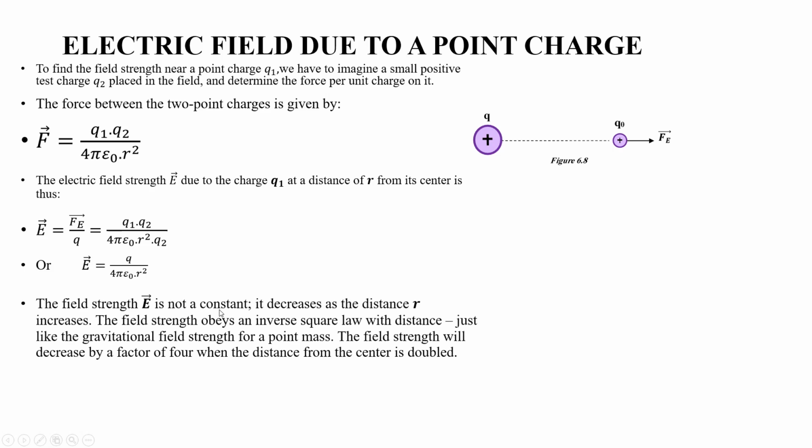The field strength is not a constant. It decreases as the distance between the charges increases. The field strength obeys an inverse square law with distance, just like the gravitational field strength for a point mass. The field strength will decrease by a factor of 4 when the distance from the center is doubled. So we know that there is an inverse relation between the electric field and the distance between the charges. Is that clear? So if the distance increases, the electric field strength decreases.